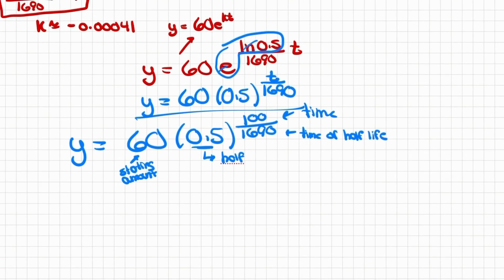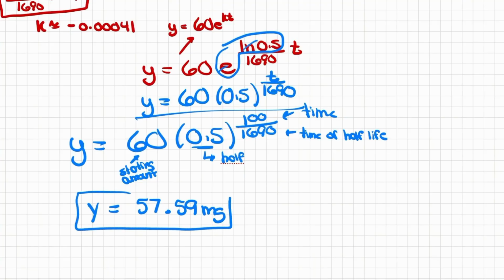Okay, so now it's simply a math question. How much is left? Well, 60 times 0.5 raised to the power of 100 over 1,690 leaves us with an amount of 57.59 milligrams. This number makes sense because 100 is only a small portion of that half-life. We know that it's going to be cut in half in 1,690 years. We're only looking at a 100-year time frame, so it wouldn't make sense if all 60 milligrams or even 59 milligrams had disappeared and we were only left with 1 milligram if we're only talking about 100 years.